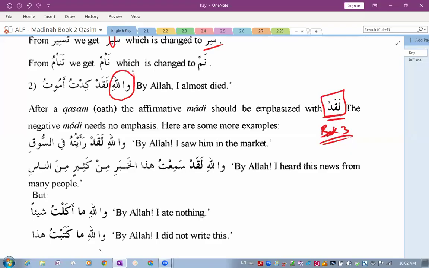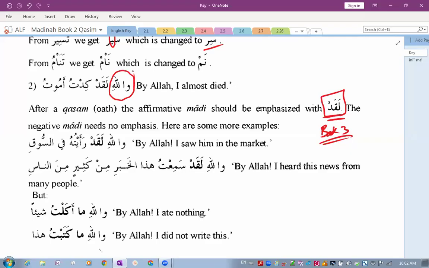For now, what I want us to remember is, as soon as you see laqad, you know there is a qasam before it. Sometimes it will be there, sometimes it has been omitted, but that doesn't mean it's not there. It is still there.